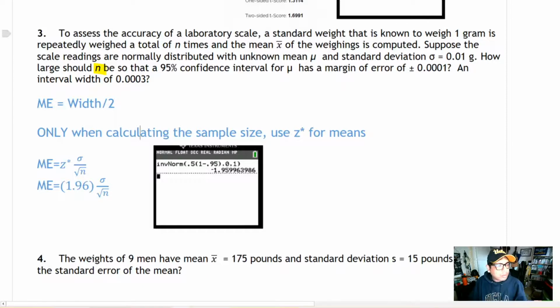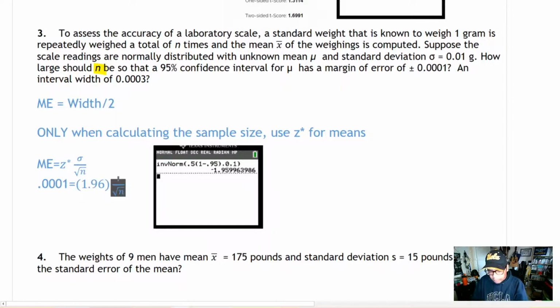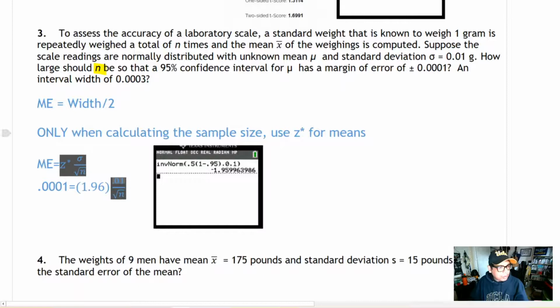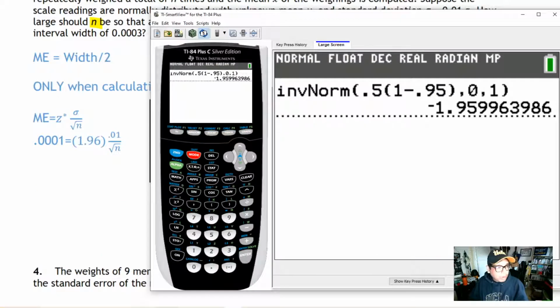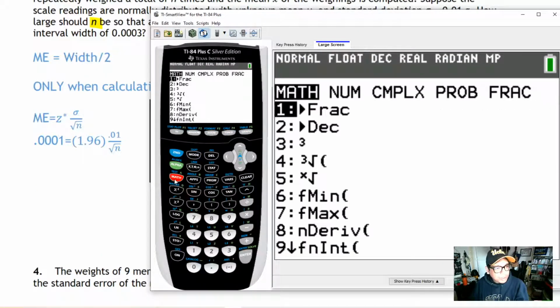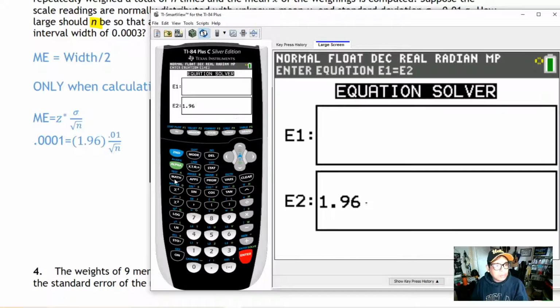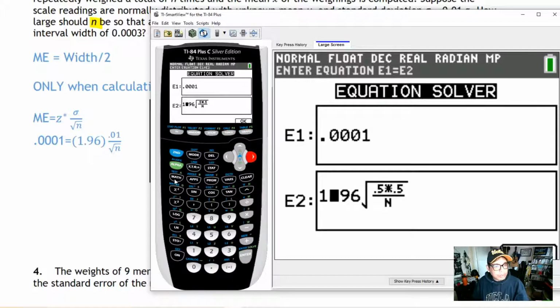While we're at it, we're also being told that the margin of error is 0.0001. And we are also told that sigma is 0.01. So really we have everything we need to solve for this sample size. Grab your calculator, head on over to the solver, and we'll substitute the left side of the equation, 0.0001, and then on the right side of the equation, looks like we're almost correct here.